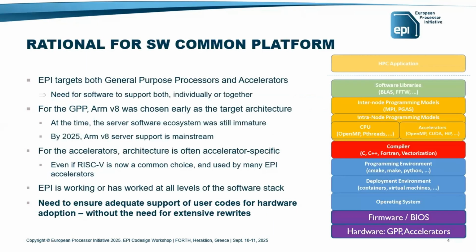So why do we need a software common platform? Mainly, we want to provide the building blocks that are necessary to make sure that our software supports efficiently both general purpose processors and accelerators, either each one separately or together. And it's very important to have all the software ecosystem to do that.